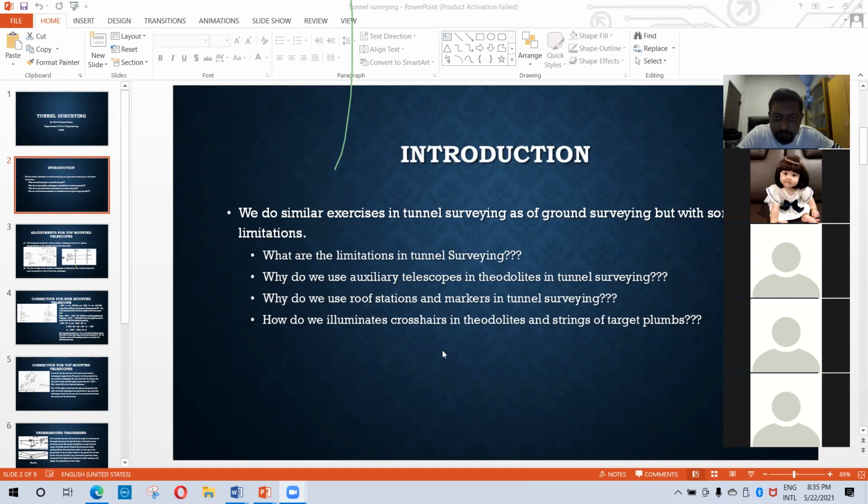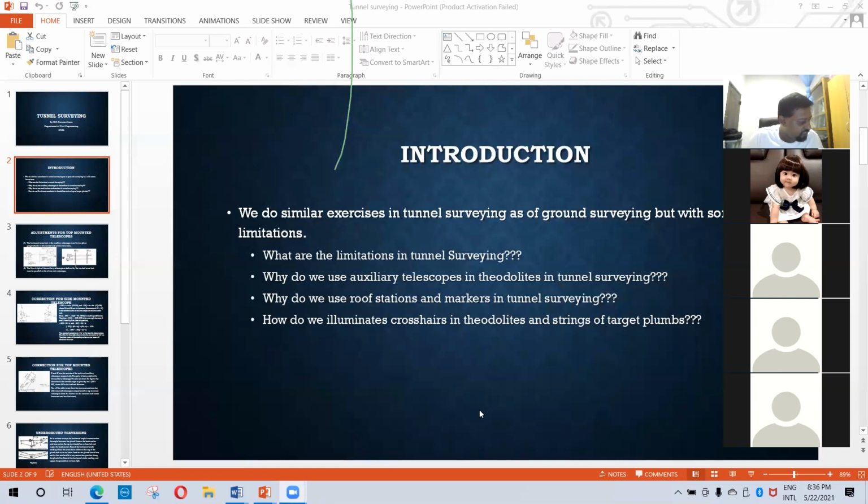The third question. Why do we use roof stations and markers in tunnel surveying? You know, when you do traverse on land, we don't mount anything on trees. We only put pegs on the ground, right? As stations. So in this case, we always put these roof stations as markers. So actually, the pegs are on the roof of the tunnel. Why do we use such a technique? Can anyone answer? Any volunteer?